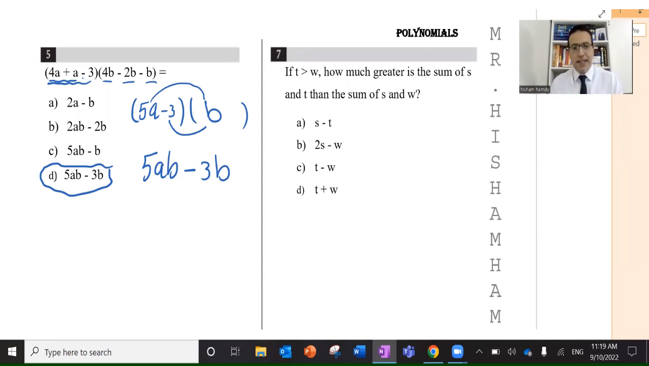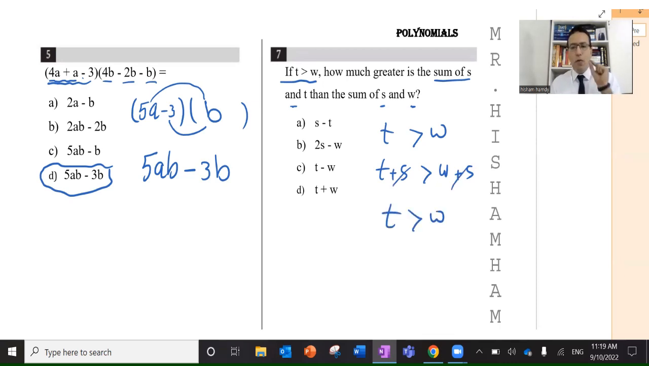Question number 7, it says that t is greater than w. How much greater is the sum of s and t than the sum of s and w? We know that t is greater than w. If we add s to the left and we add s to the right, it's going to be the same. So the question is, how much greater is t than w? The difference between any two numbers is t minus w. How much greater 5 is than 3? It's 5 minus 3. How much greater my age than your age? It's my age minus your age.